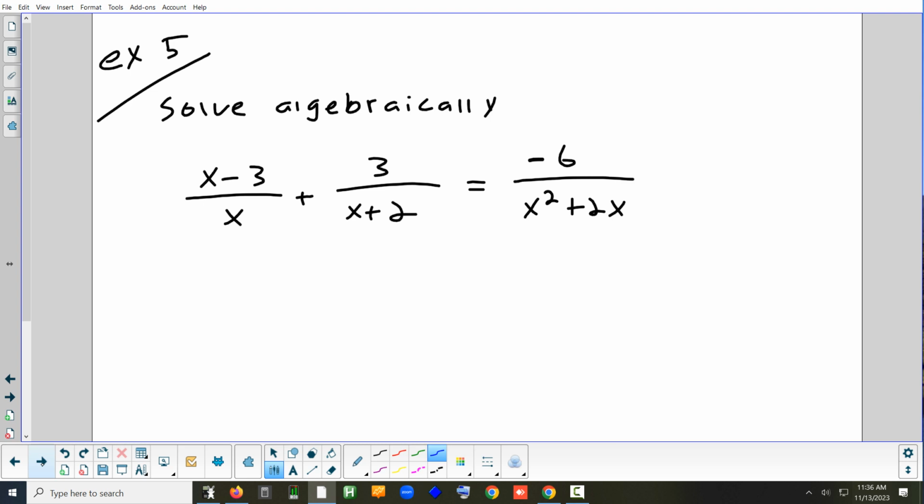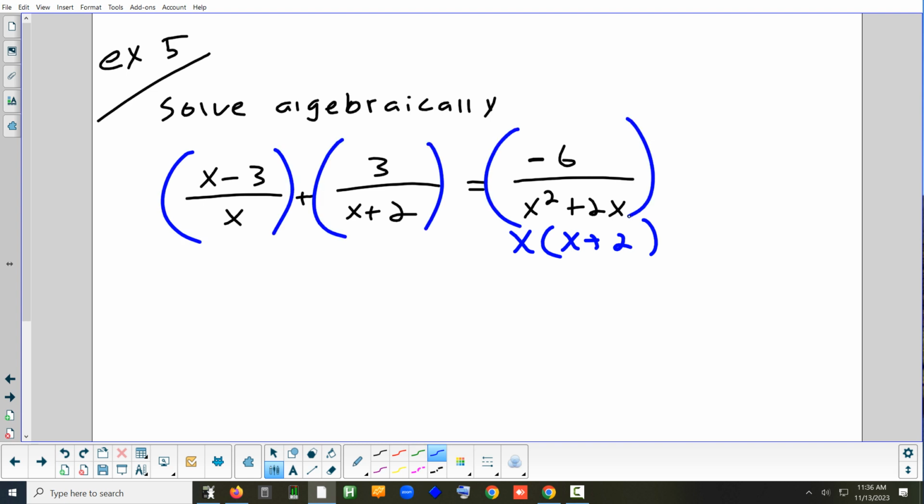What do x squared and 2x both have in common? X. If you factor that out as a GCF, what's left in the parentheses? X plus 2. Are those 2 factors the denominators on the other side? Yep. So we're going to solve this pretty similar to how we did the last one. What is each parenthesis going to get multiplied by? X plus 2. Yep. x times x plus 2, x times x plus 2, and now cancel out what you can in each spot.